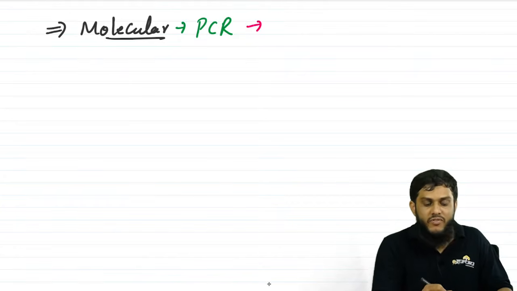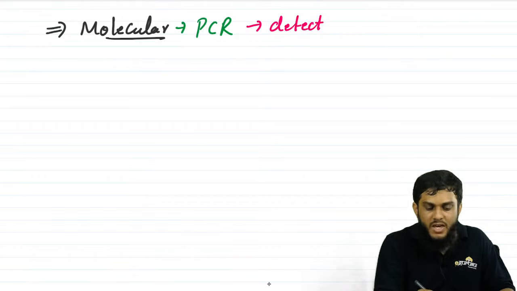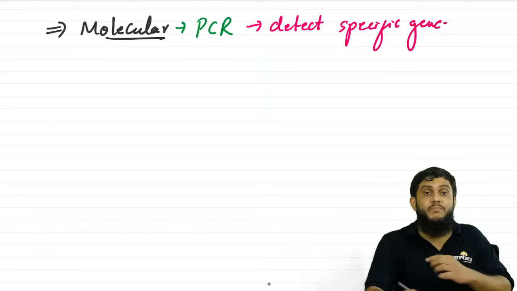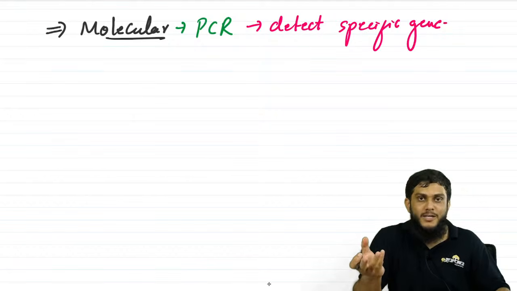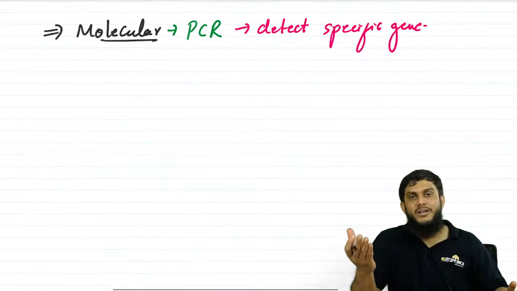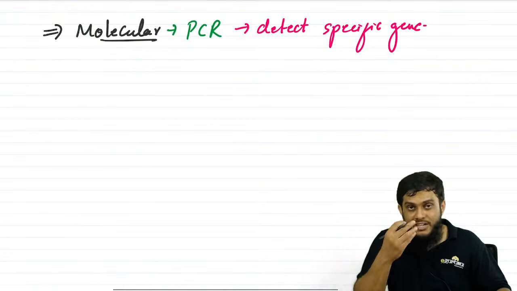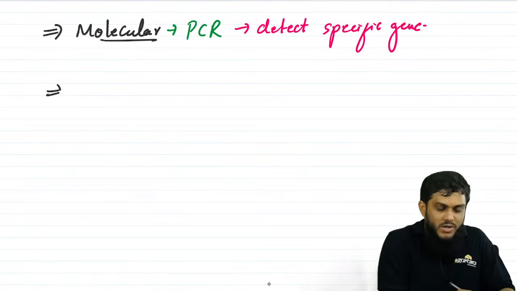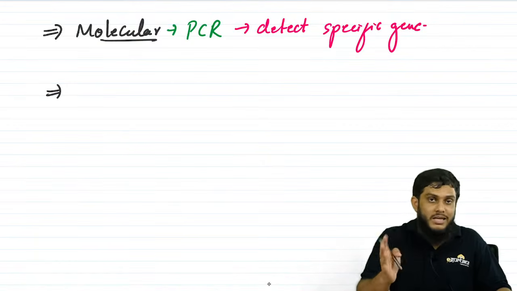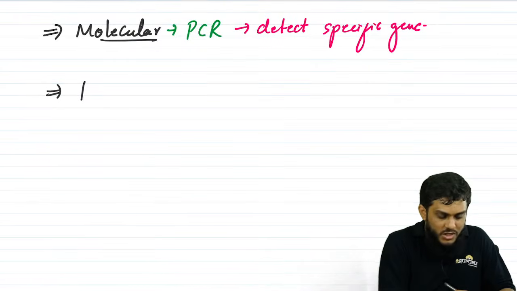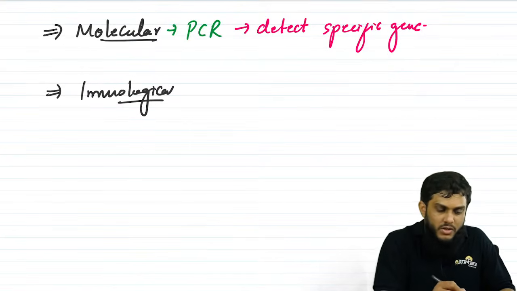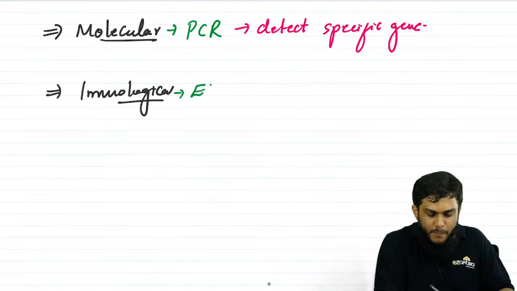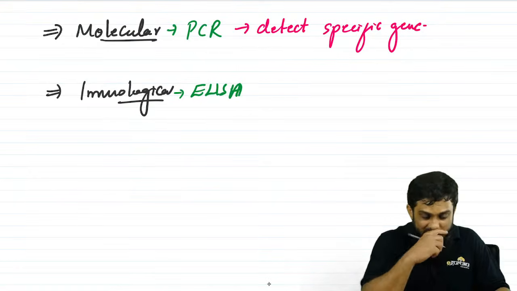In PCR, we can detect a specific gene. If we detect the specific gene, then we can identify the specific bacteria. If this gene is present, this is the bacteria which is present. That is molecular methods. Which gene is detected for which bacteria is not that important for the entrance examination. If we talk about serological or immunological methods, the most commonly used immunological method is ELISA.